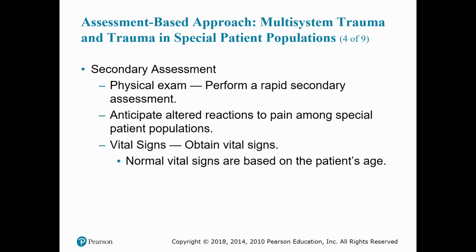During your secondary exam assessment, you want to go through your rapid secondary head-to-toe assessment. If they're in your special populations, you want to anticipate any abnormal reactions that may be because of their condition. Make sure when you're looking at the vital signs that you take into consideration the age and comorbid conditions of the patient.